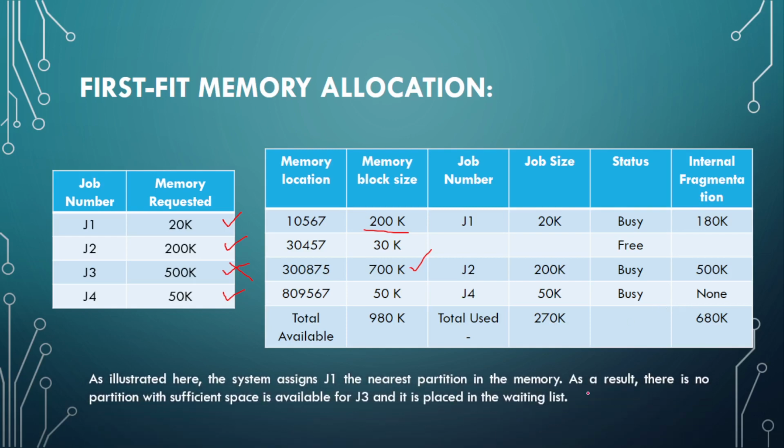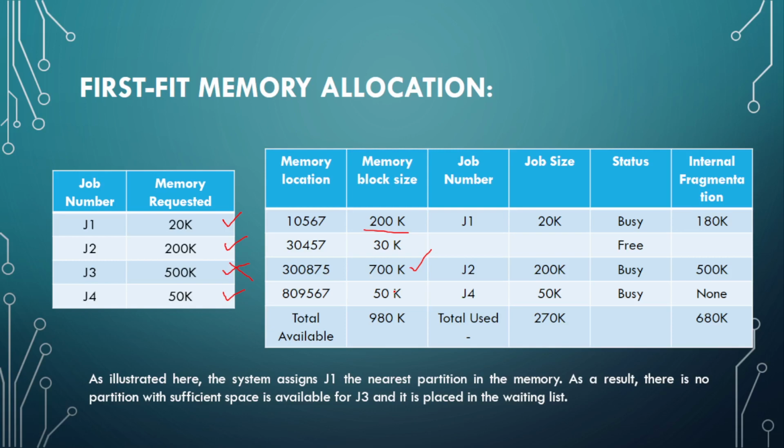As illustrated here, the system assigns J1 to the nearest position in the memory. As a result, there is no partition with sufficient space available for J3 and it is placed in the waiting list. This is a problem with first fit memory allocation.